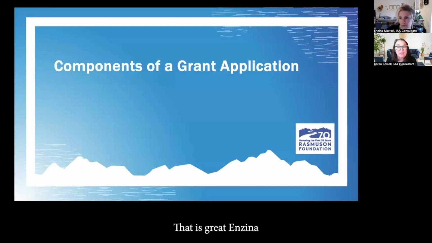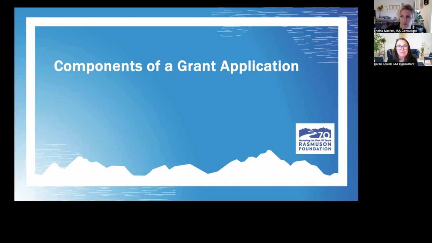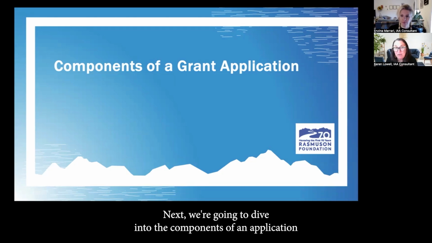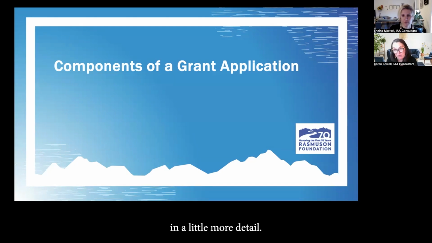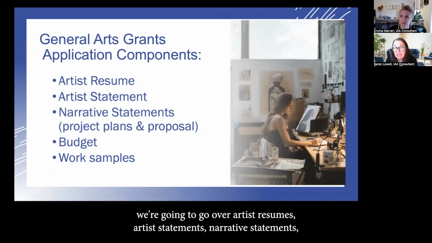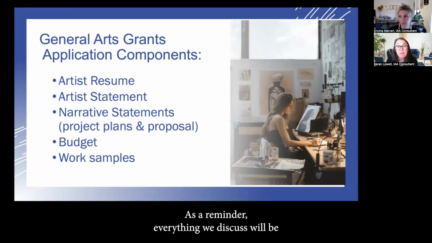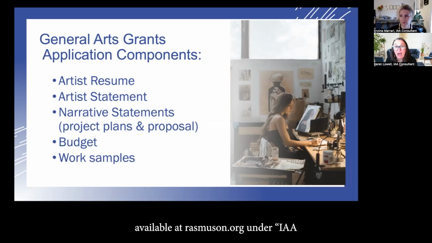That is great, and Zena, really helpful information on approaching grant writing as an artist. Next, we're going to dive into the components of an application in a little more detail. In this section, we're going to go over artist resumes, artist statements, narrative statements, which are your project plans and proposal, budgets, and work samples. As a reminder, everything we discuss will be available at rasmussen.org under IAA Artist Resources.